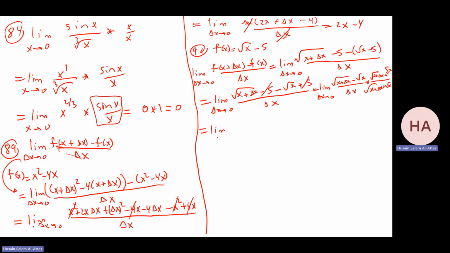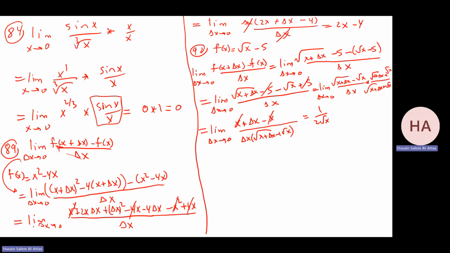So we're getting what? Limit delta x goes to 0. What do we have on top? x plus delta x minus x over delta x times root x plus delta x plus root x. Root x with root x cancelled, delta x goes to 0, so I have 1 over 2 root x. Okay, 94, which is what?